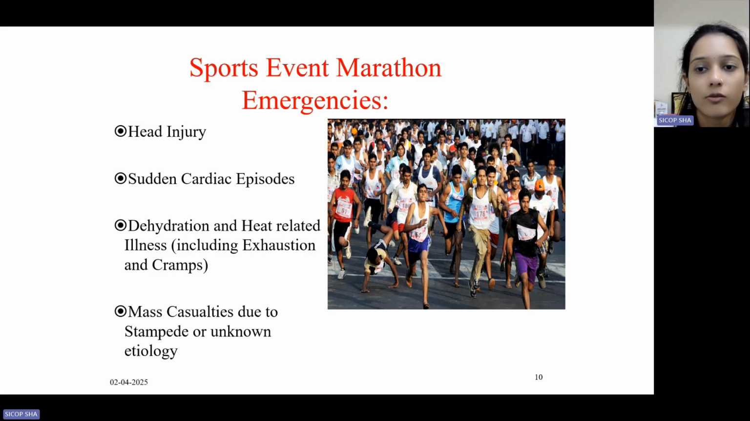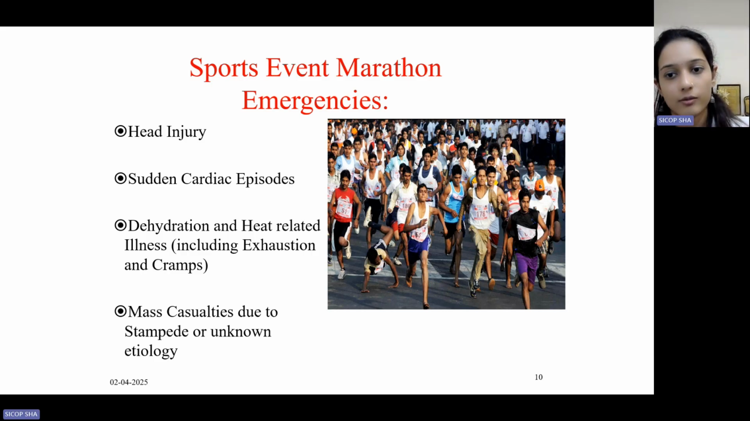Then monitor for signs of worsening, for example, severity of headache, repetitive vomiting, altered consciousness. Then apply ice if there is a visible bump or swelling and keep the participant calm and seated or lying down. And you have to refer that athlete to a physician or EMS team for further evaluation.